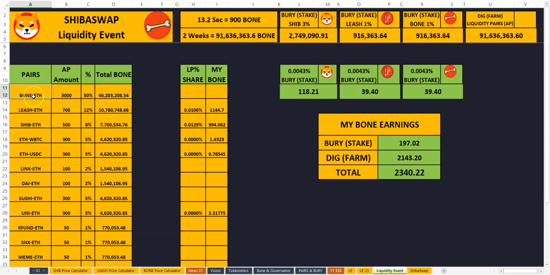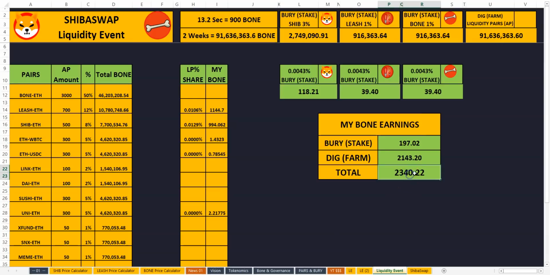For example, here you see I don't have any pairs created for bone ETH. Why? Because bone doesn't exist. But at some point I will, and that's very lucrative because bone has the highest earnings. The bone ETH pair has the highest earnings. And I think that is pretty much what I wanted to show you.